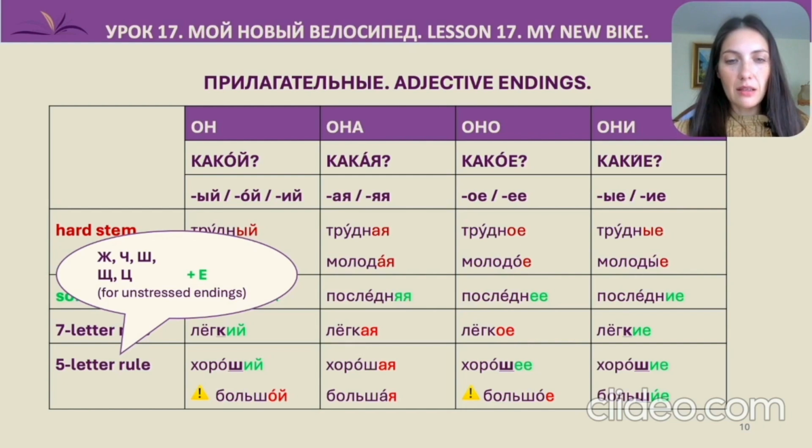So this table is very good to refer to once you learn more adjectives, but for now this is enough. Спасибо.